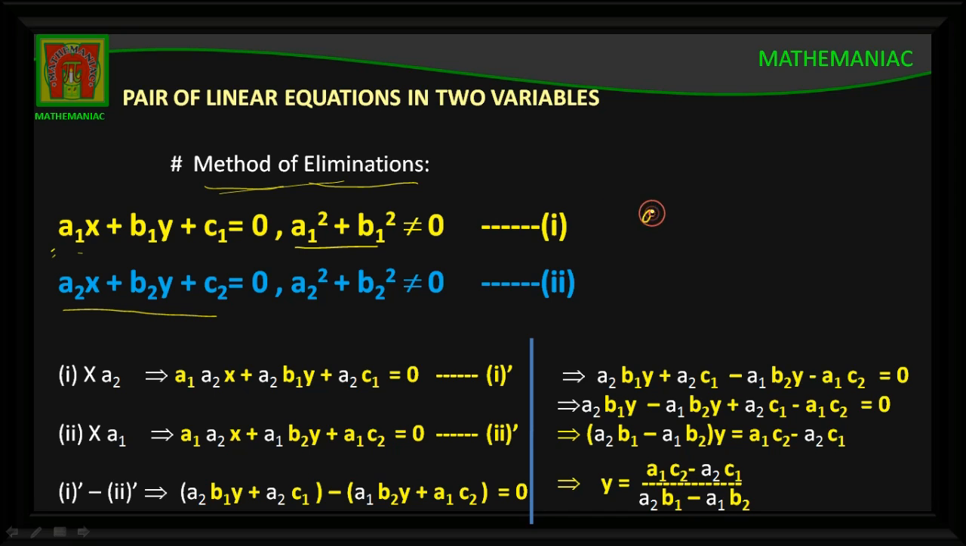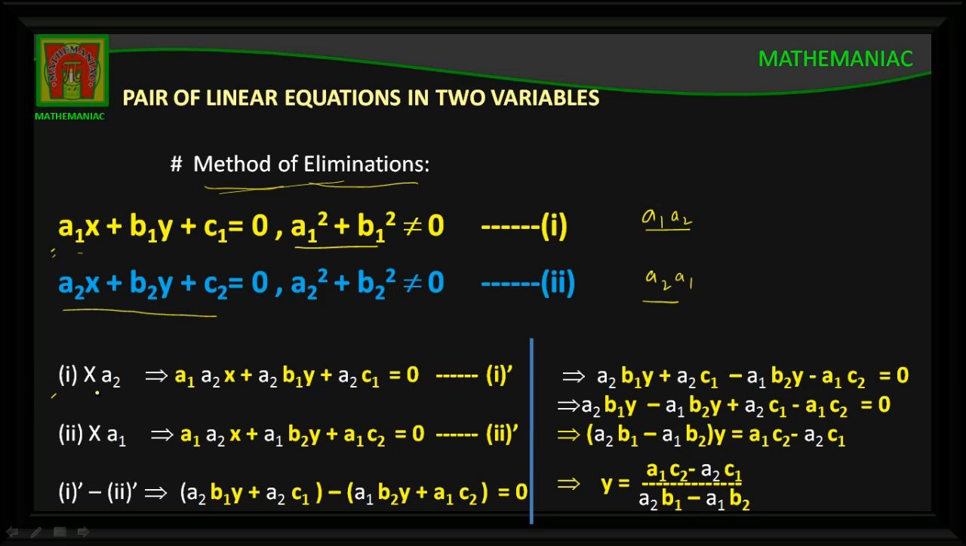In the first equation, the coefficient of x is a1, and in the second equation, it is a2. Now, the simplest way of making them equal is to simply multiply the second equation with the coefficient of x in the first, and the first equation with the coefficient of x in the second. That's the easiest part. In that case, very readily you will get the coefficients of x equal, right? So that's what I did here.